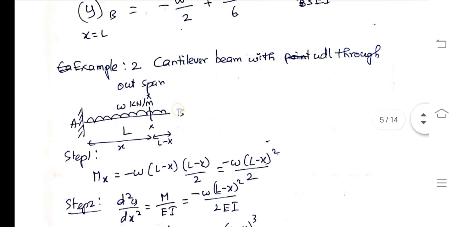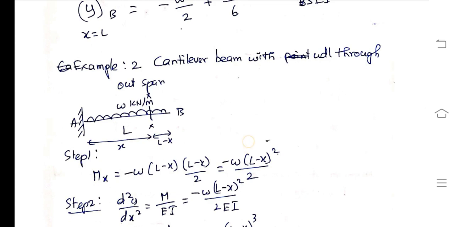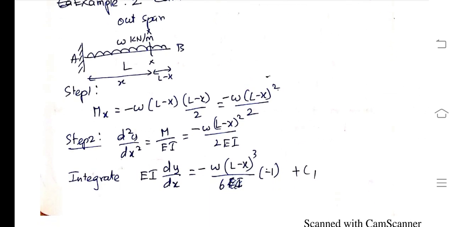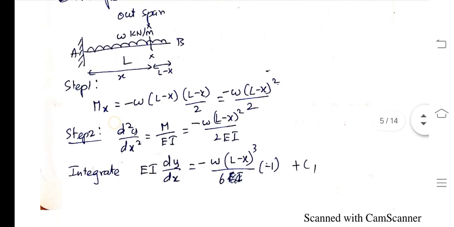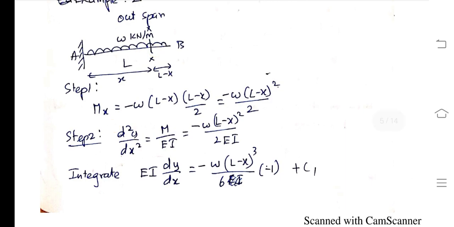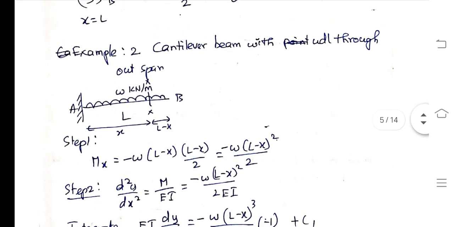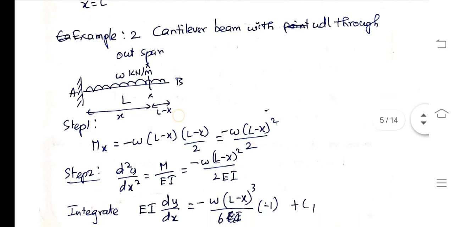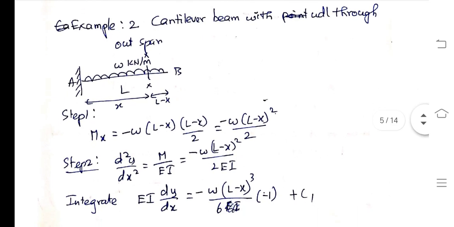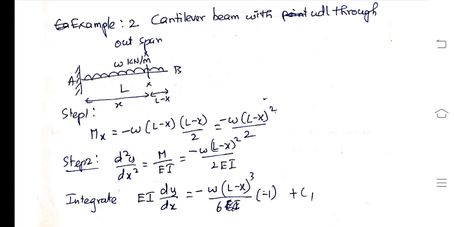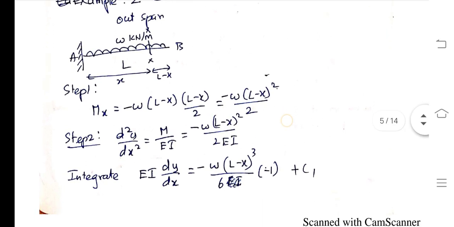Now also we are going to find the slope and deflection at the free end. This is also the same procedure. We will take a section at a distance of x from the support, so that is x and the other is L minus x. Now M x is equal to minus w into (L − x) into (L − x) by 2, which is equal to w(L − x) whole square by 2.